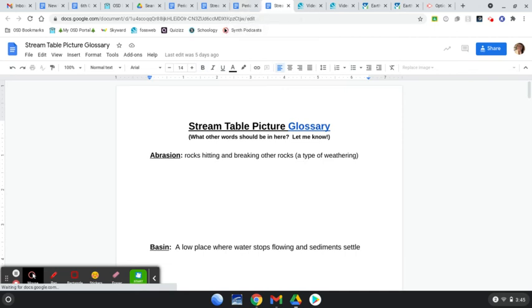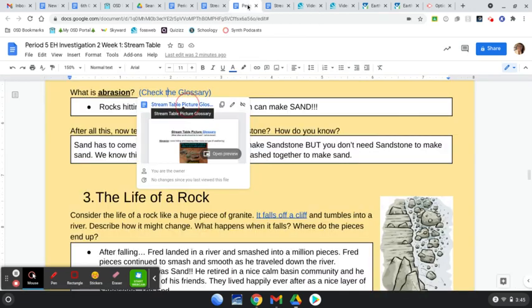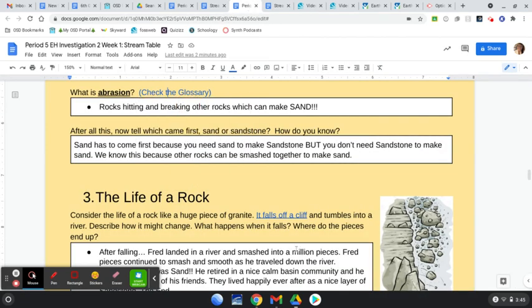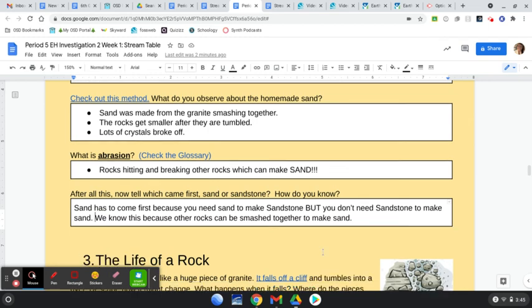When she's shaking up the rocks, she's seeing the rocks get abraded, which is the same kind of thing you would do with a rock tumbler if you wanted to make nice, smooth, polished rocks. And after all that, what we realized was you could make sand with any type of rock. And so we wrote, sand has to come first because you need sand to make sandstone, but you don't need sandstone to make sand. You could make sand with any type of rock that you smash together.